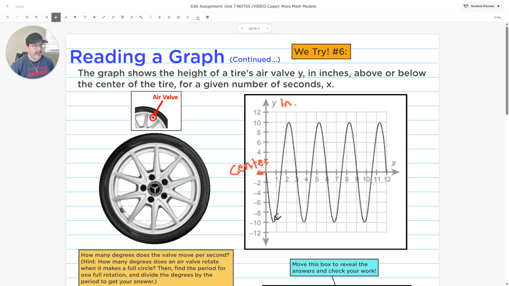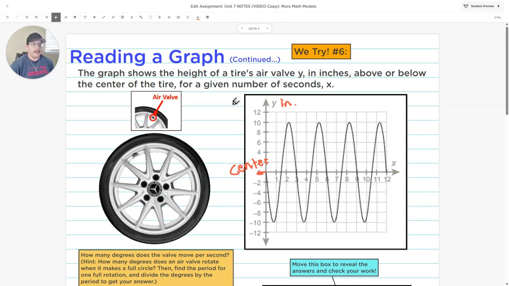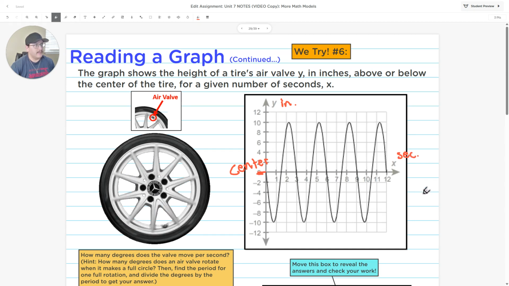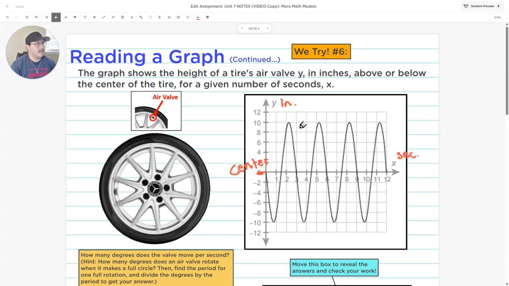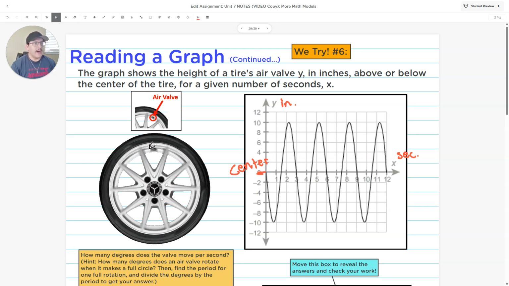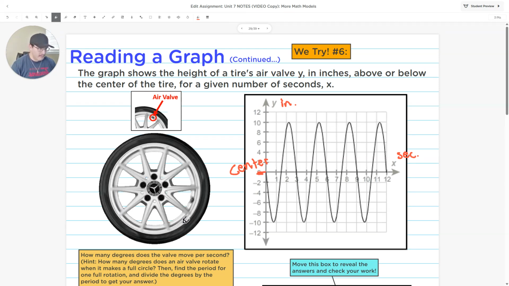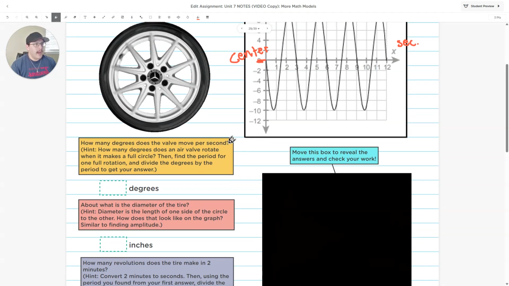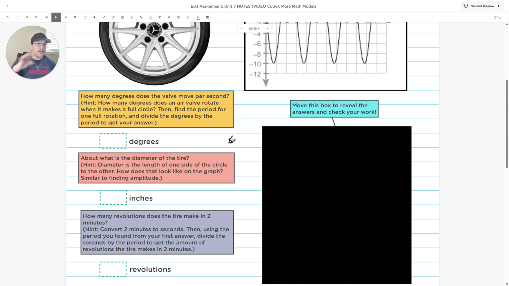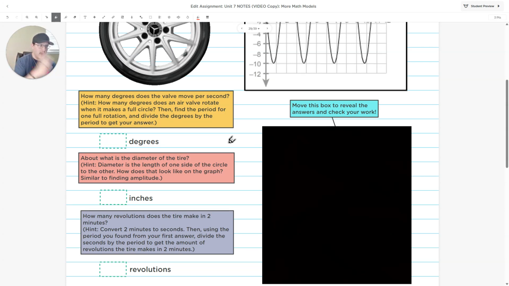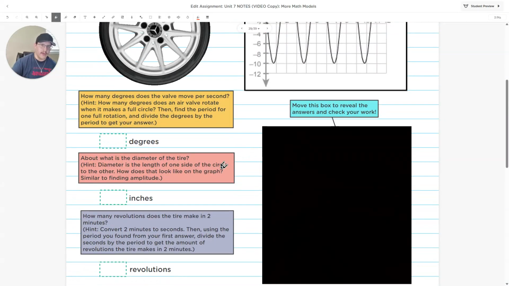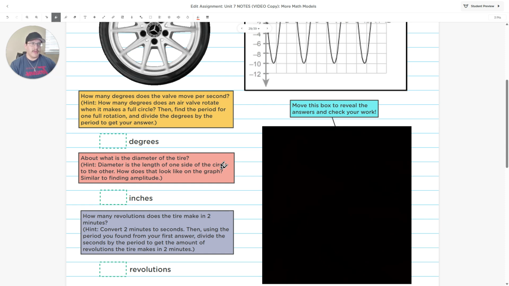Because if we notice, it goes to 10 and negative 10, so right here in the middle is the center. For a given number of seconds, x, so x is seconds. As you can see, that air valve is going up and down and creating a periodic function. Okay, so if at this point you want to try and do this on your own, go ahead and pause the video and answer these questions based on the graph given and other information. Otherwise, I'm going to continue on to show y'all how to do each of these.